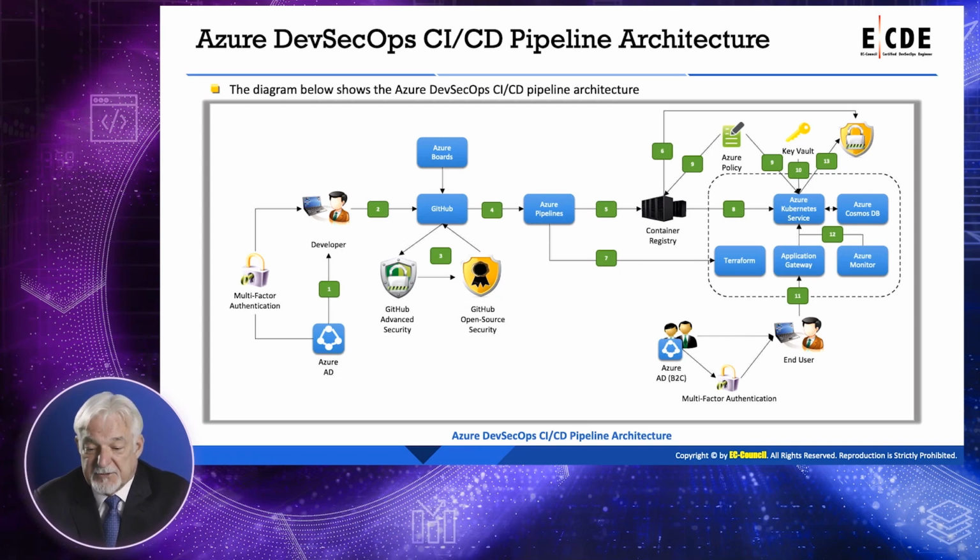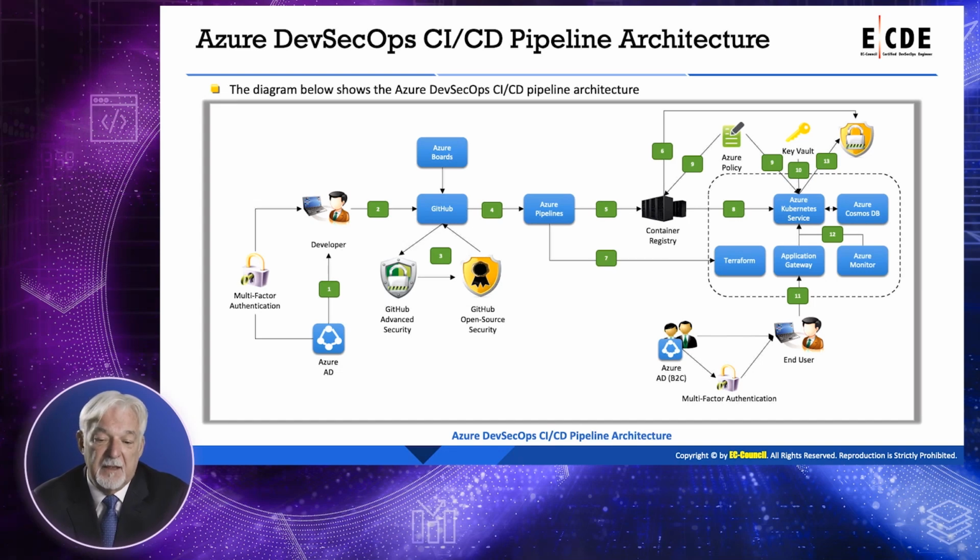The container registry provides container image scanning with all the integration with Microsoft Defender Cloud. The Kubernetes service offers a Kubernetes cluster that is managed by Azure. Terraform allows infrastructure automation on Azure as well as other environments. Policy lets you create, assign, and manage policies. You have the Key Vault.